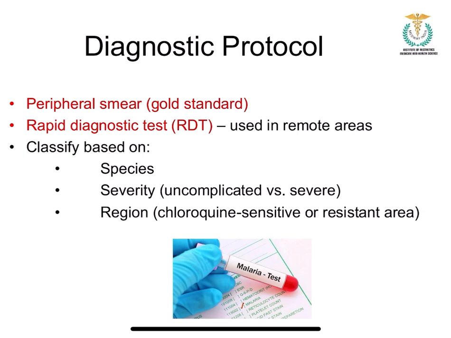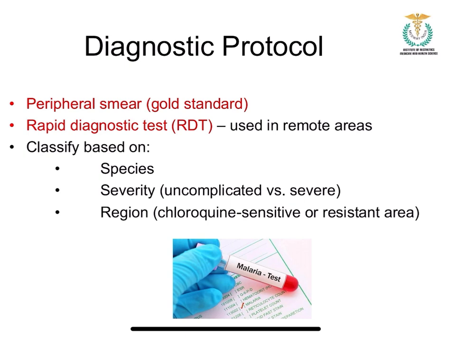So what is the diagnostic protocol? How do you diagnose? The gold standard is peripheral smear. What you do is you take a drop of blood, you put it on the slide, and you prepare two kinds of smears. These two kinds of smears are a thick smear and a thin smear. In your thick smear, you see if there is Plasmodium species present.